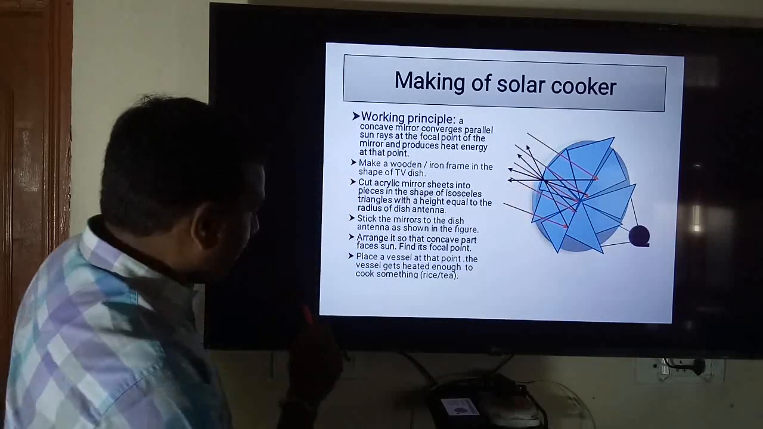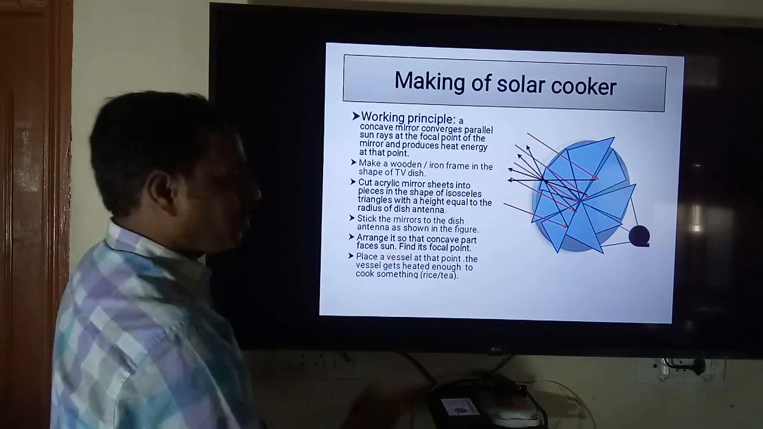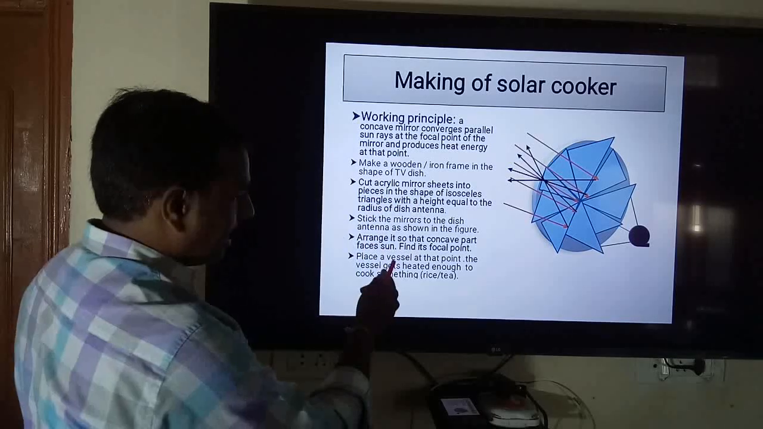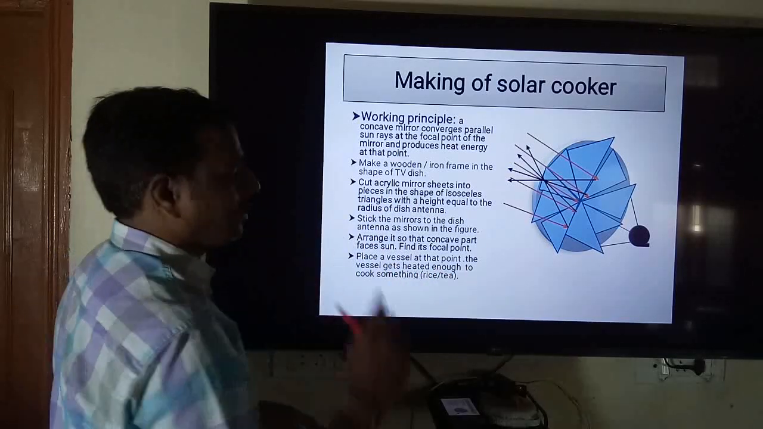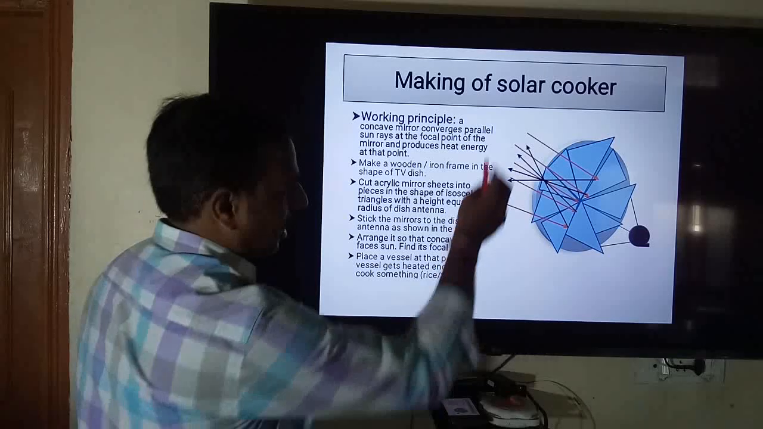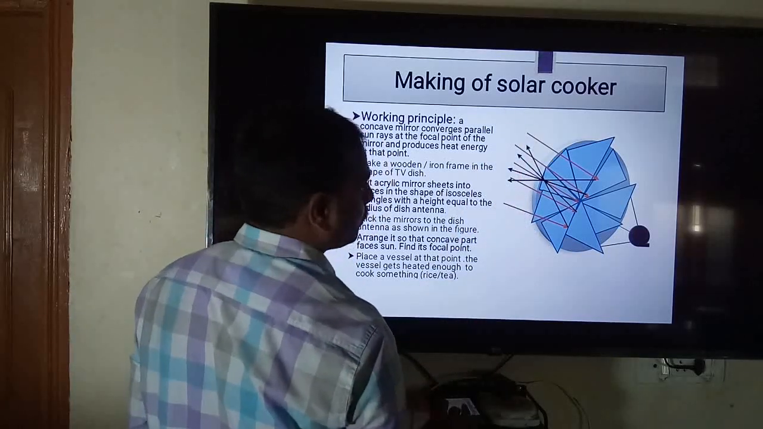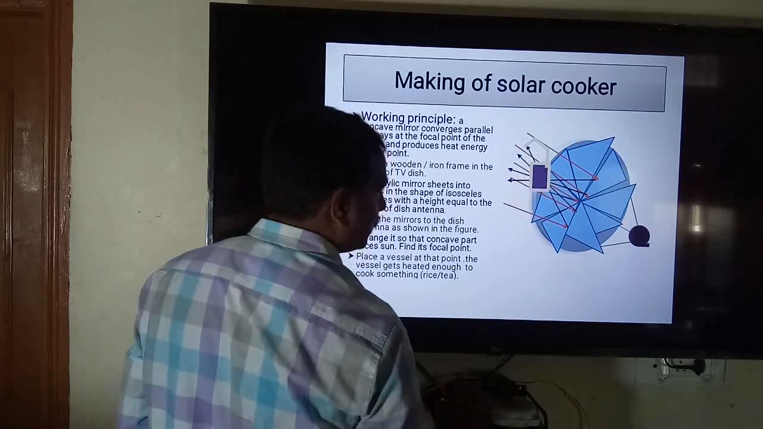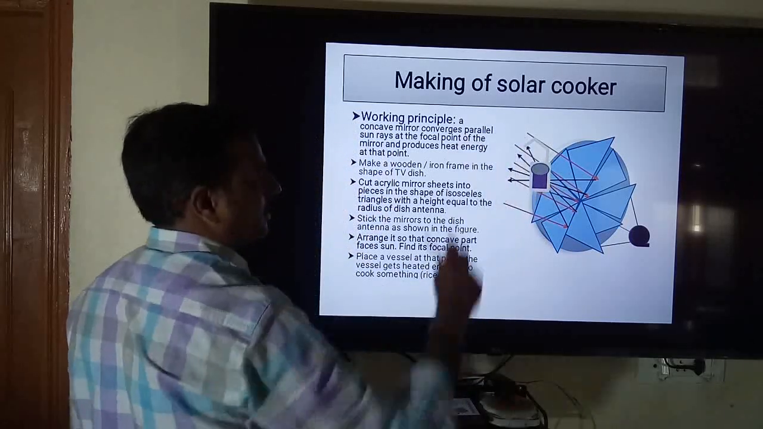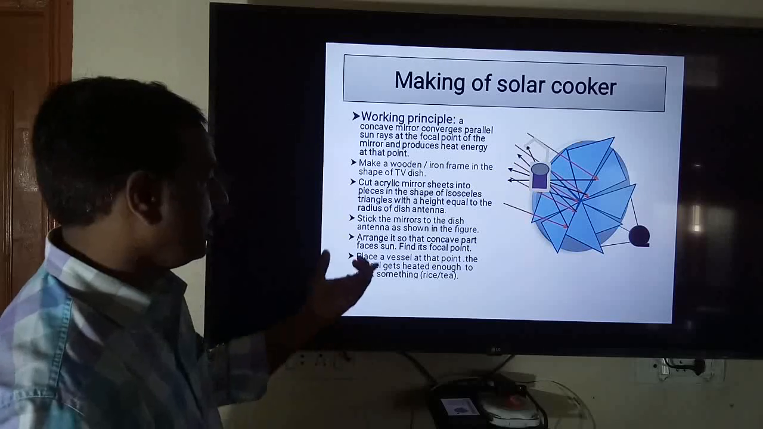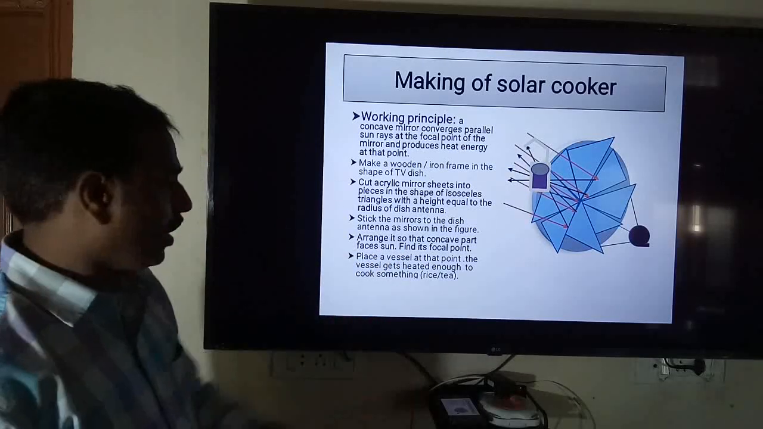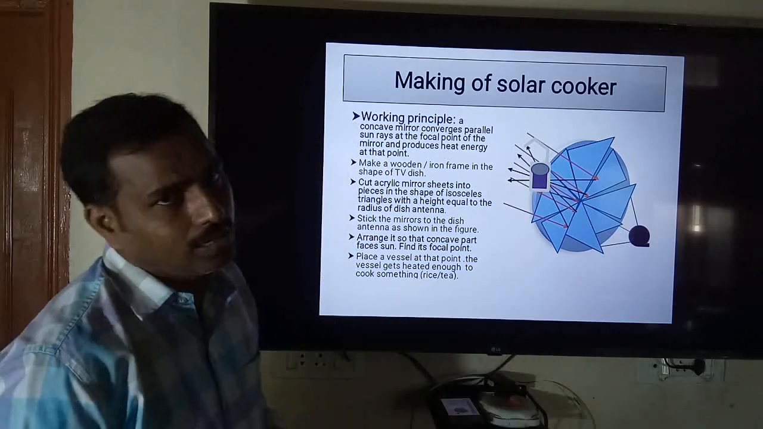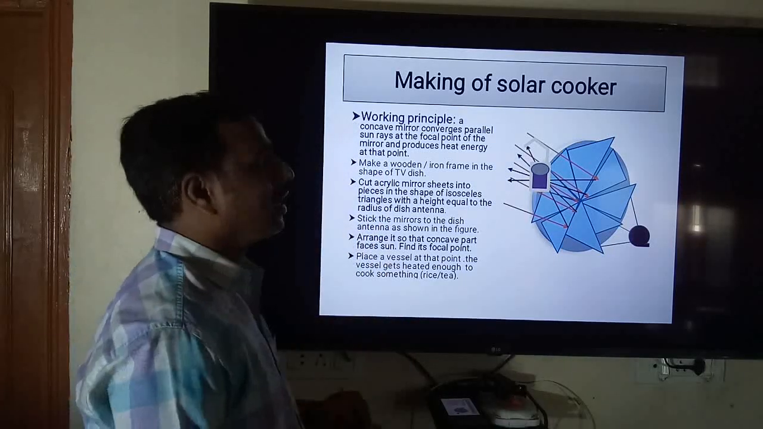Place a vessel at that point, at the focal point. Then the vessel gets heated enough to cook something, rice or tea. So see, I am going to place a vessel. This is the vessel. If we place it at the focus, it gets heat. This is the lid of that vessel. Something means rice or tea. So this is the making of a solar cooker.